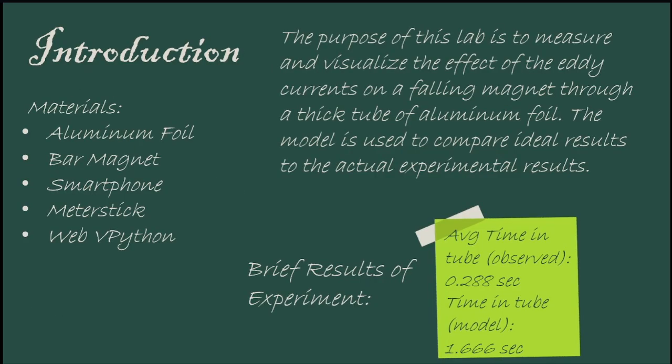Introduction. The purpose of this lab is to measure and visualize the effect of the eddy currents on a falling magnet through a thick tube of aluminum foil. The model is used to compare ideal results to the actual experimental results. The materials used in this lab are aluminum foil, a bar magnet, a smartphone, a meter stick, and WebVPython.